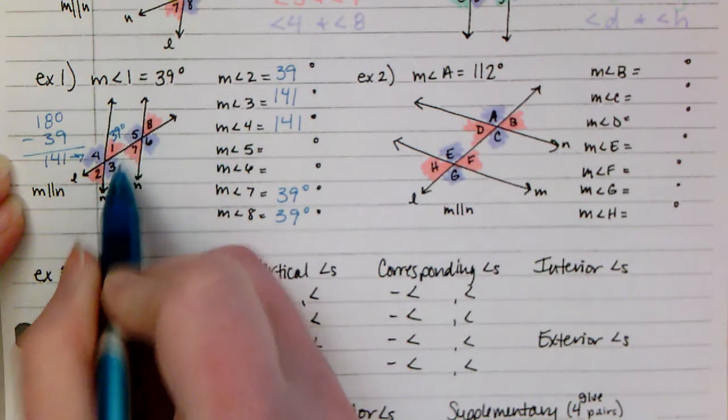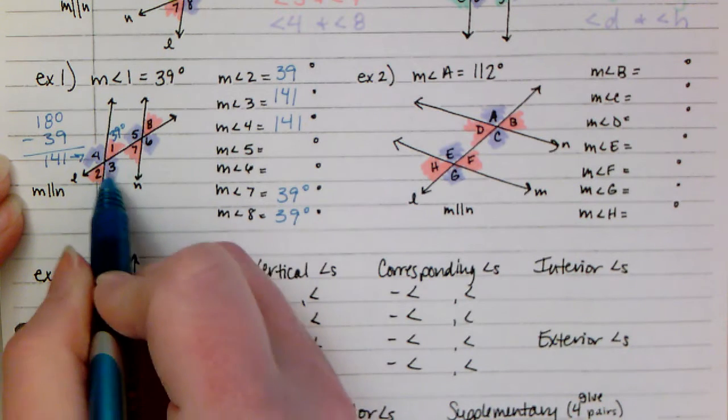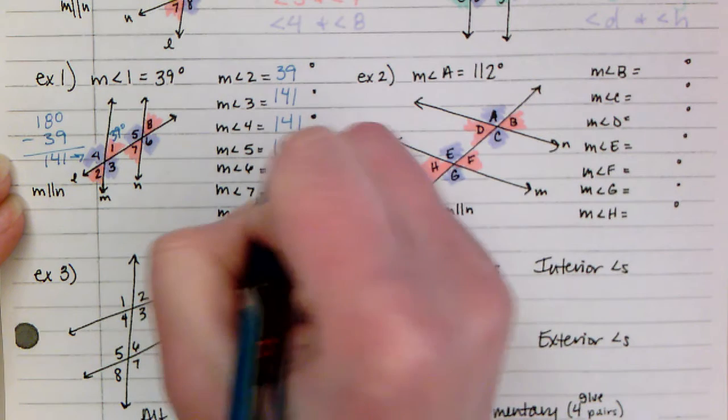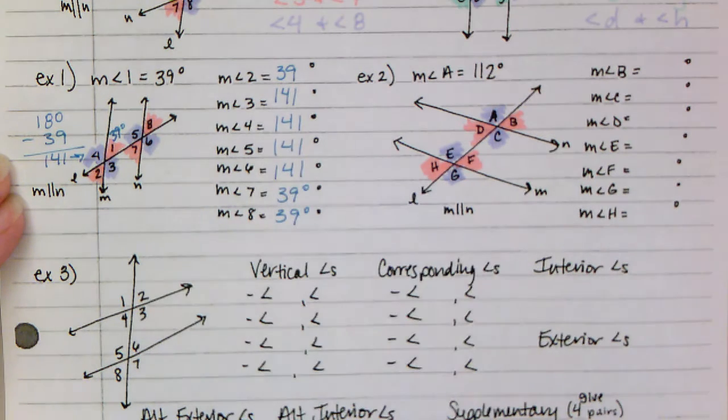141. Angle 5 is alternate interiors to that, or corresponding to 6, either way. And so both of those are 141 degrees also. The same thing applies over in example 2.